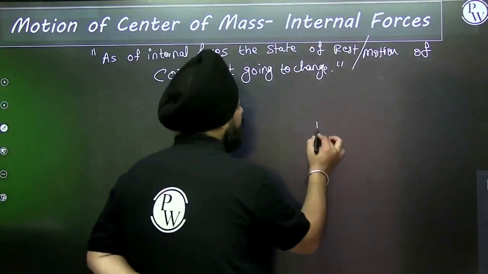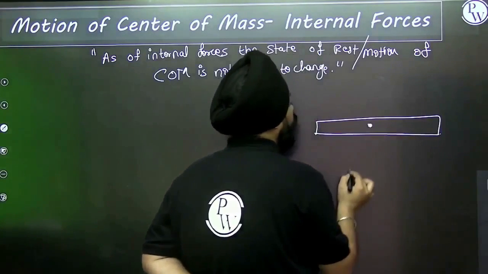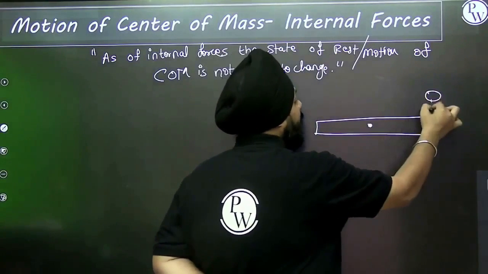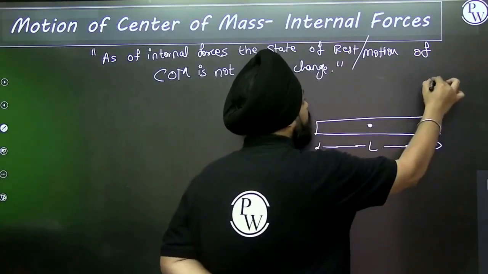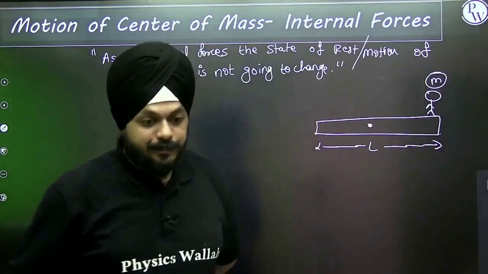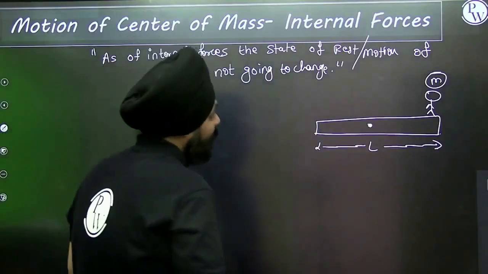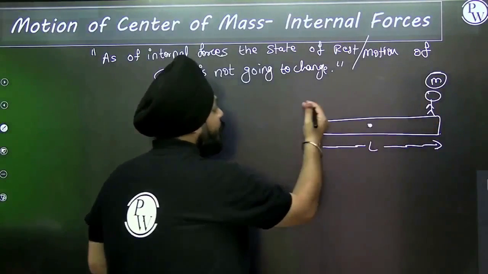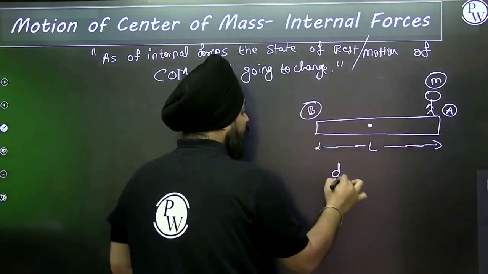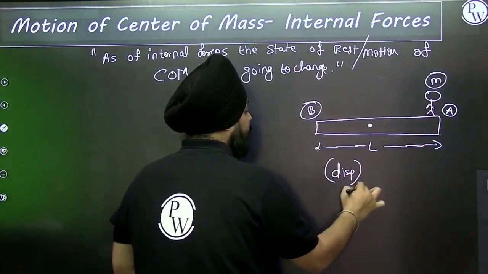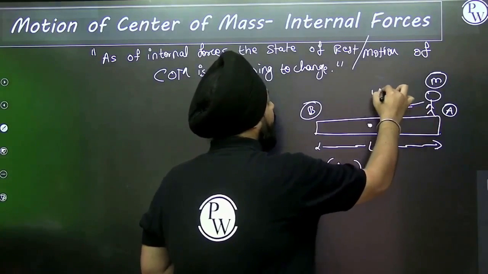Let's take an example of it. You all are aware of this. This is a rod, and a man is standing at one edge. Rod is of length L, mass of man is M. Suppose a man is moving from A to B. What is the displacement of the plank? But the man is moving, so he is getting displaced with respect to the plank.